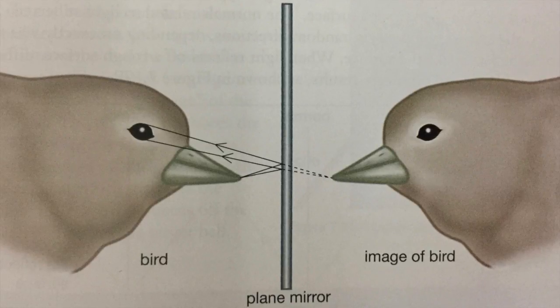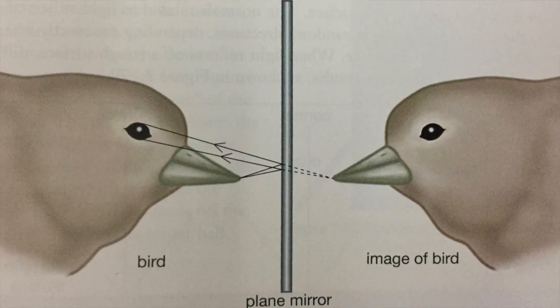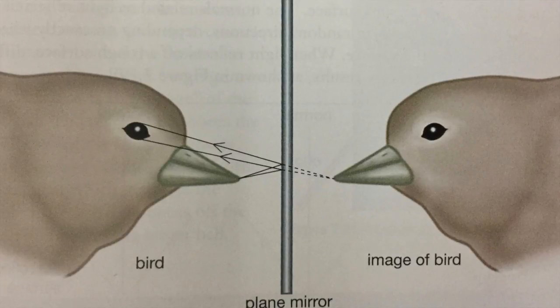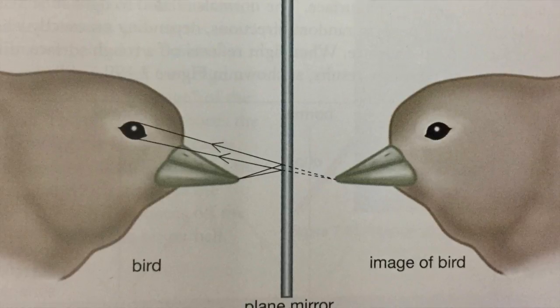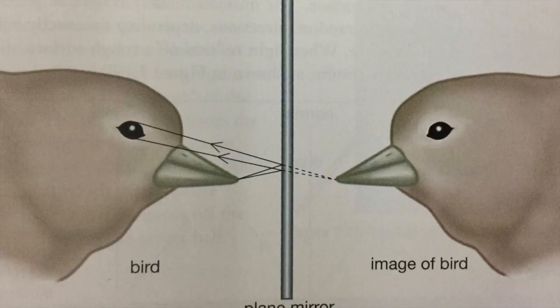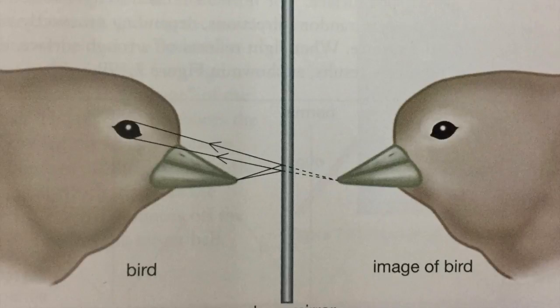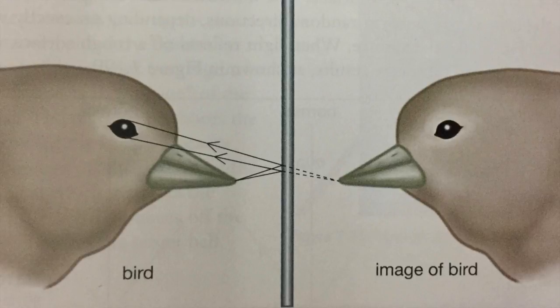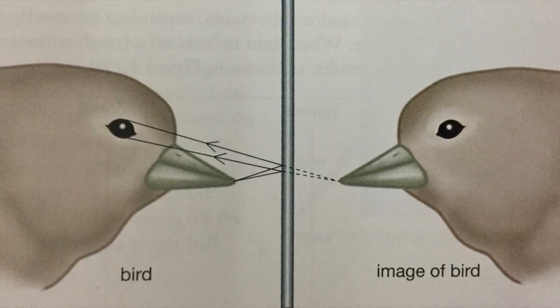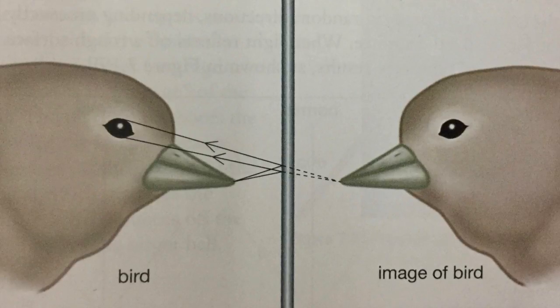Do you remember the bird and the mirror in chapter 7? The bird is convinced that its friend is on the other side of the mirror, but there is no other bird. Light rays are coming from the friend as if they had started from behind the mirror. In fact, the rays are just bouncing off the mirror, so a virtual image is produced. Light rays do not actually come from a virtual image.